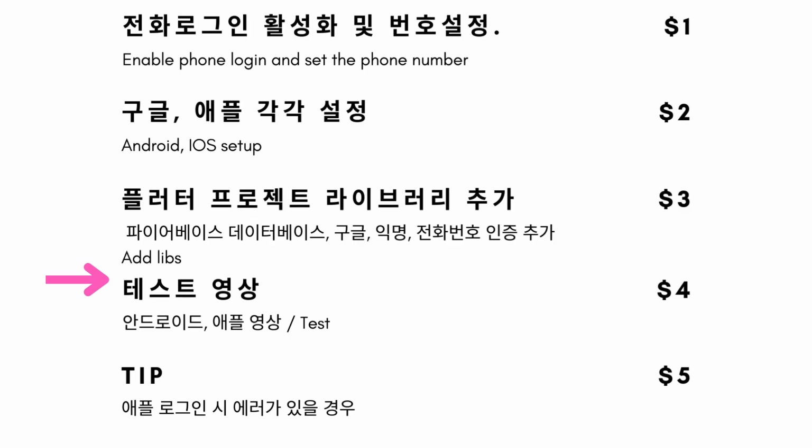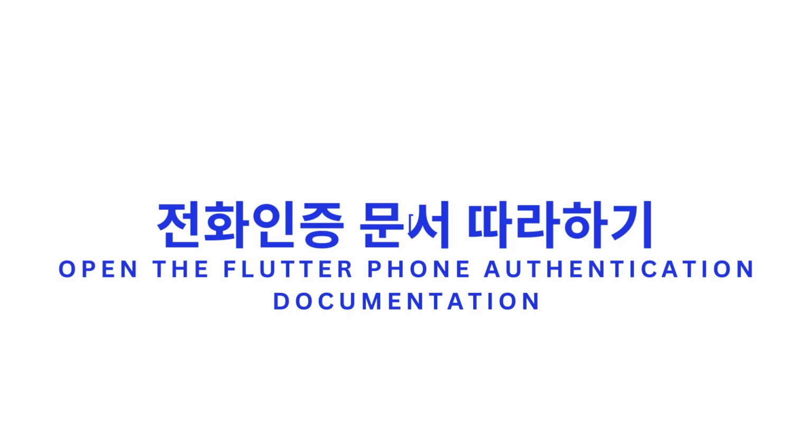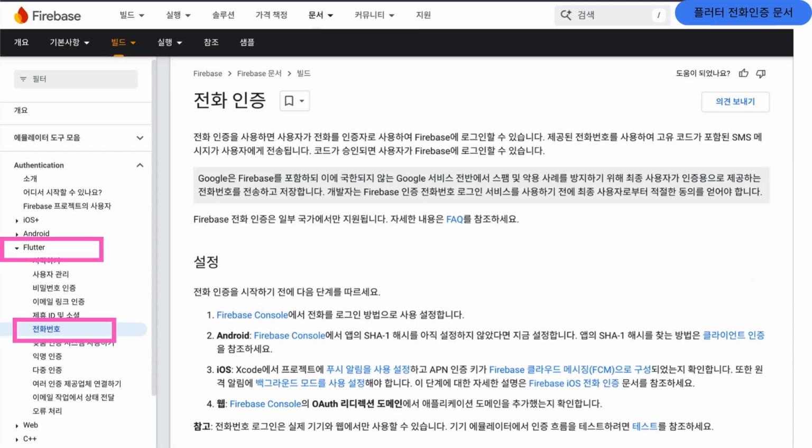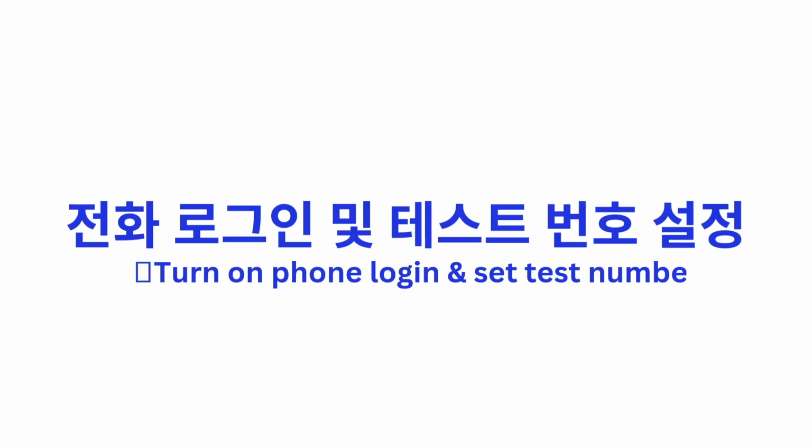Opening Flutter Phone Authentication Documentation. First, open the Flutter Phone Authentication Documentation. On the left, click on Flutter phone number, and you'll see the settings section. We will follow the document exactly. Since it asks us to configure phone login in the Firebase console first, let's do that.